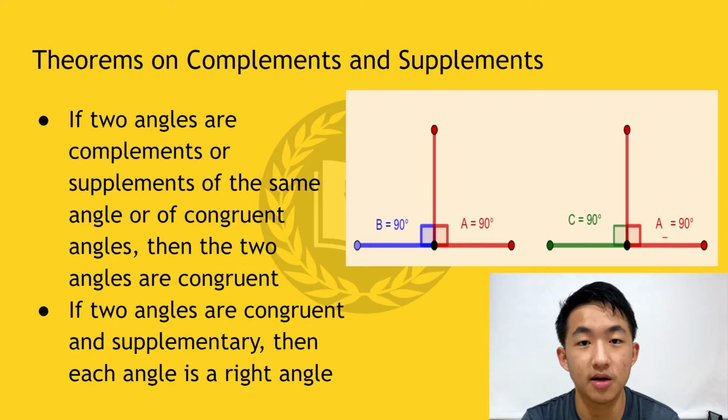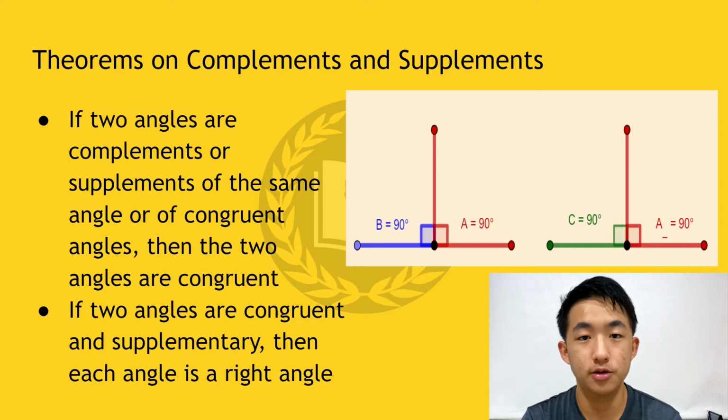If two angles are complements or supplements of the same angle or congruent angles, those two angles must be congruent and have the same degree measure. Furthermore, if two angles are congruent and supplementary, then both of these angles must be right angles.